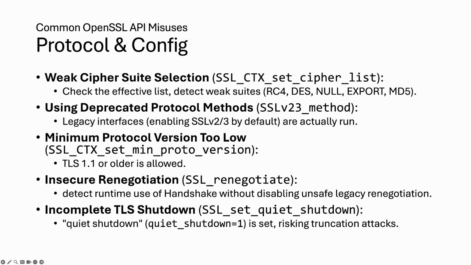So, what kind of mistakes are common? Just briefly, on the protocol and configuration side, we often see issues like selecting weak cipher suites, think RC4 or old DES algorithms. Developers might also use deprecated functions that enable outdated protocols like SSL v3, or they might explicitly allow old protocol versions like TLS 1.1. Other examples include mishandling TLS renegotiation unsafely, or performing incomplete quiet shutdowns that risk data truncation. These are just typical examples of configuration errors that can compromise security.